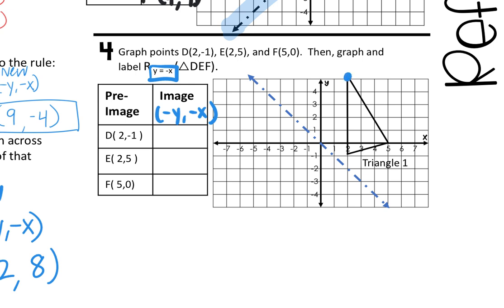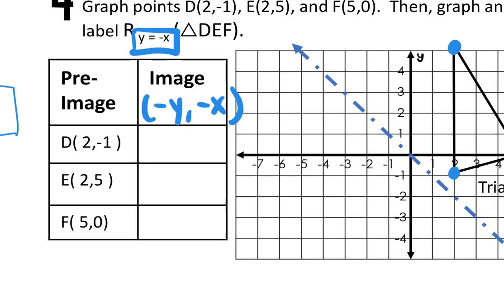So I'm just going to kind of put the points here a little bit clearer for you that you can see in the triangle. This time we didn't have to graph them. It's a little bit nicer for us. All we have to do is apply the rule, and then those points that we get, let's graph them in our graphing paper. All right, so let's look. We have D, that's 2 comma negative 1. I need to find D prime.